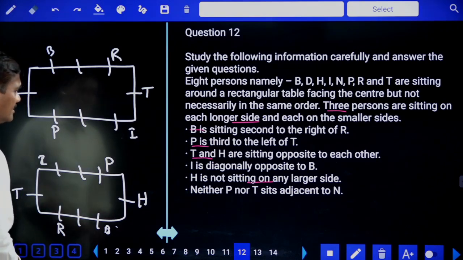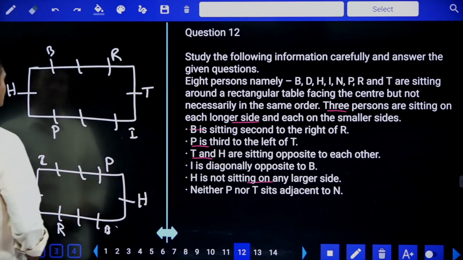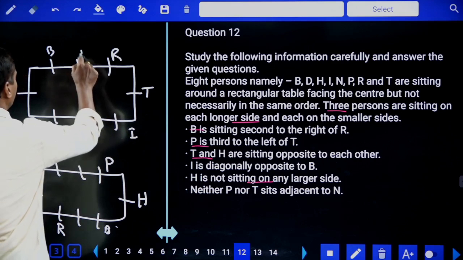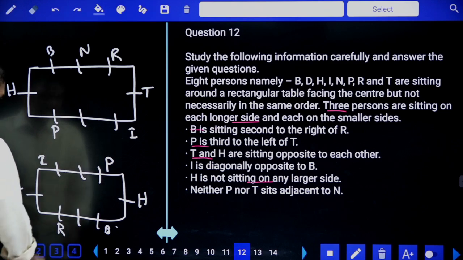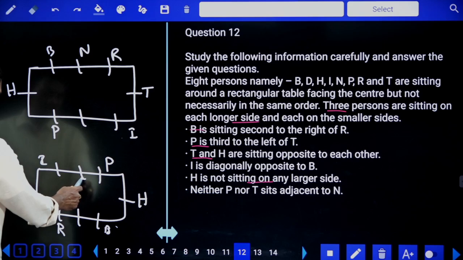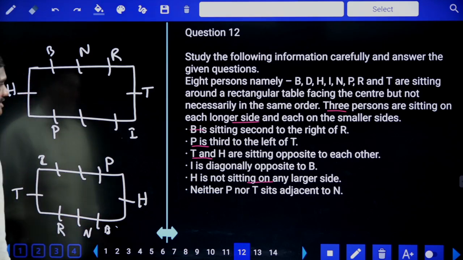And next one, neither P nor T sits adjacent to N. P and T are not adjacent to N. Hence, where should this N be? N must be at this place. Neither P nor T is adjacent to N, hence N cannot be here. Hence, N must be here. Done with this, and this is the final arrangement.